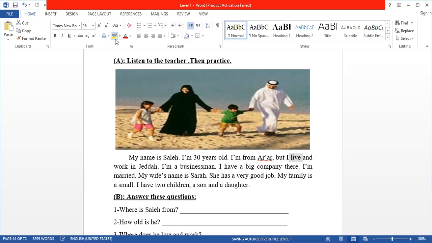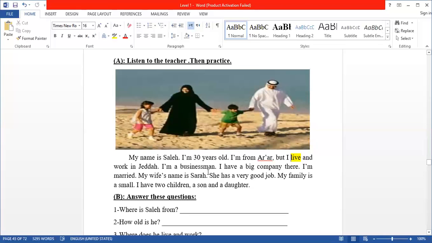Yes, work is, as you said, an activity involving mental or physical effort done in order to achieve a purpose or a result. He lives and works where? In Jeddah. He is a businessman. As I said, he's a businessman. It means a person who does business.